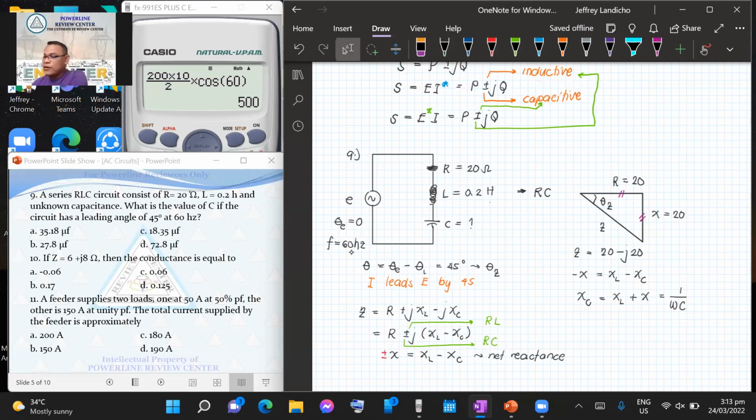So, siguro, sir, wala pa po tayong X sub L. Ano ba si X sub L? This is omega L. Meron tayong inductance of 0.2. Anong net reactance natin?